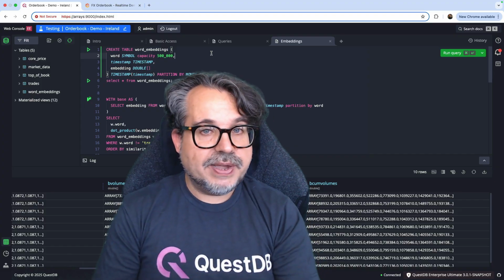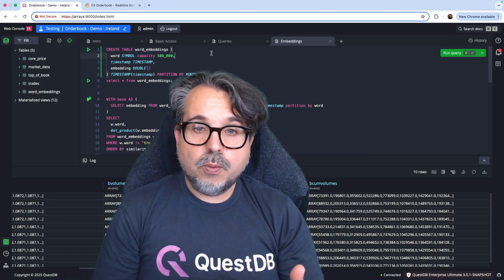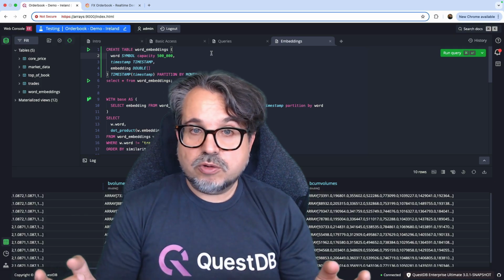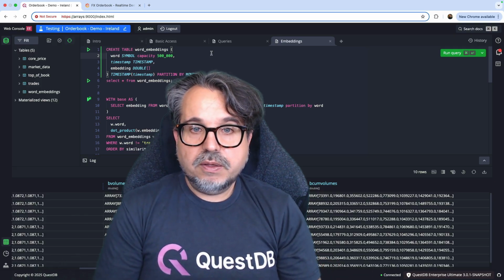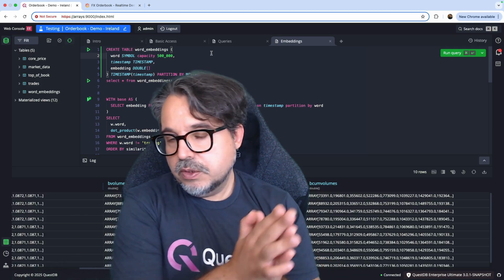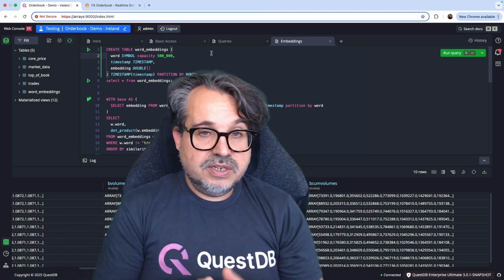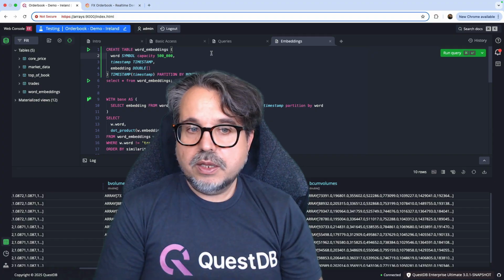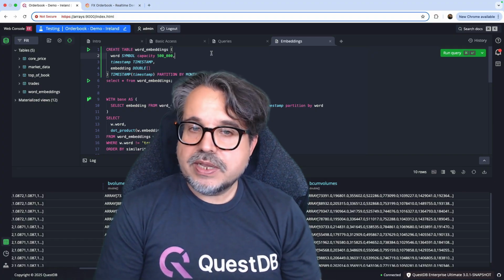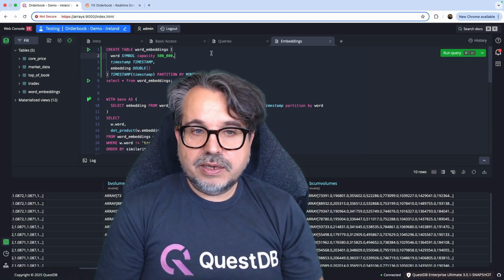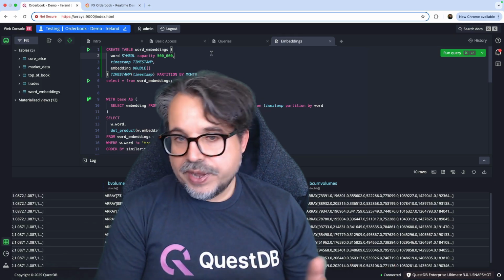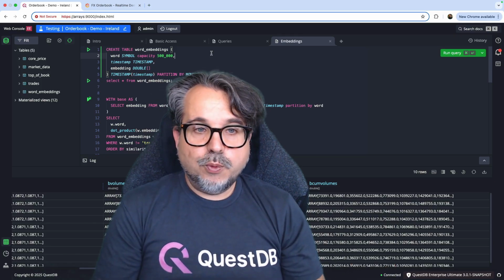I'm not saying we're a vector database, but since now we support arrays, and vectors means the same thing. A vector basically is just an array of one dimension with many values. Since now we have array support or vector support in QuestDB, you can do some basic operations for machine learning or for AI directly on QuestDB. So I went to a public dataset of word embeddings.